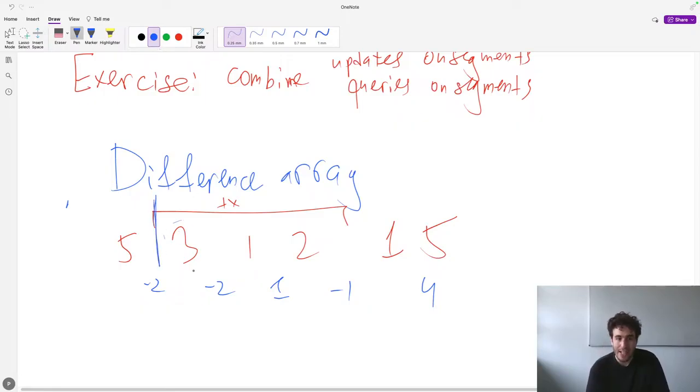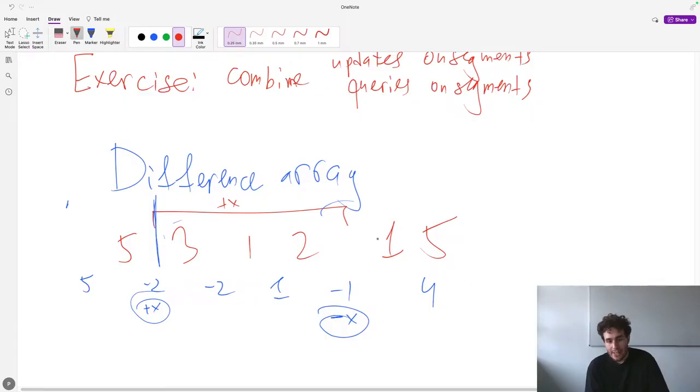So here, this element is added x, but this is not, so I have to add x here, and here the other way around. This value is not changed, but here I add x, so I need to subtract x. So when I do a segment operation in my initial array, it's only a constant number of updates in my difference array. But then if I want, okay, I'm gonna write 5 here as just the first element.